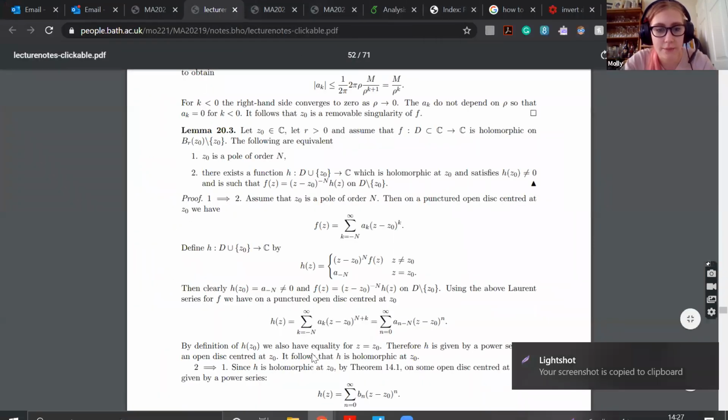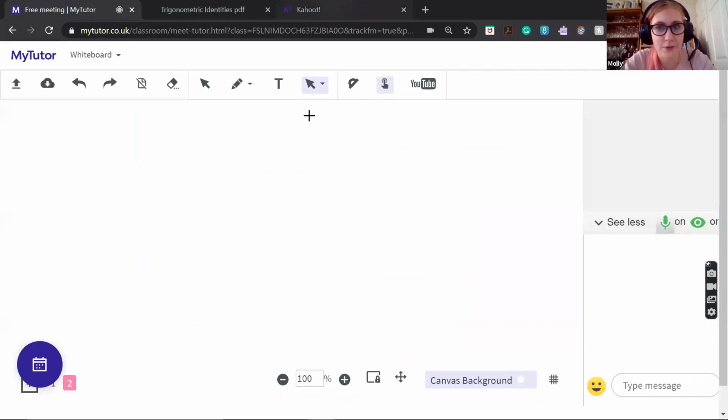Oh gosh, wrong tab. Sorry, don't mean to terrify you with university maths. I don't want to look at that.